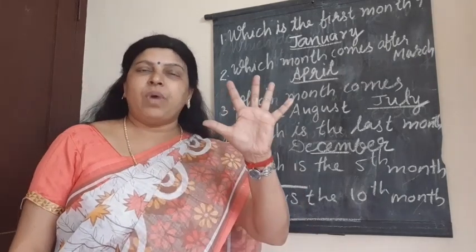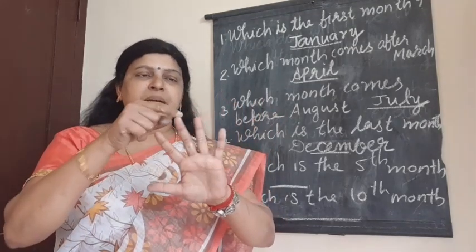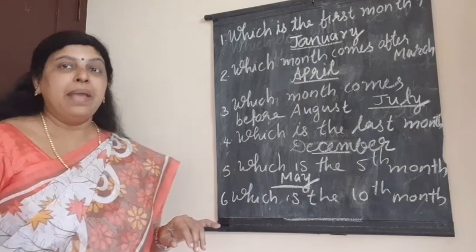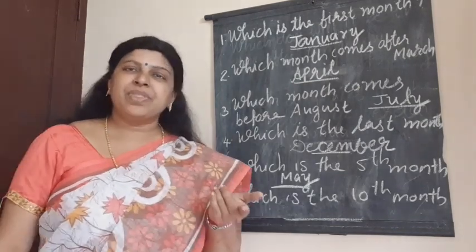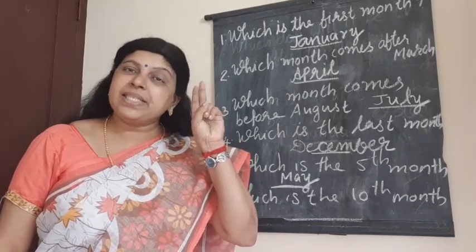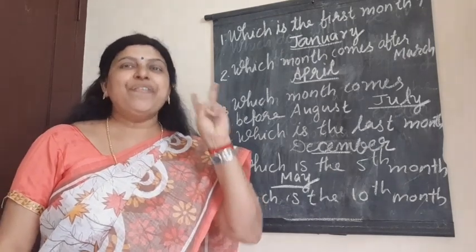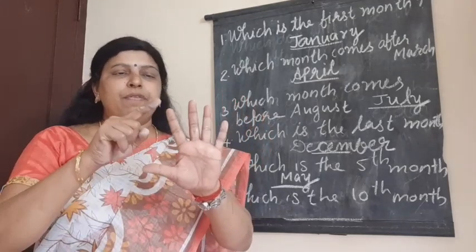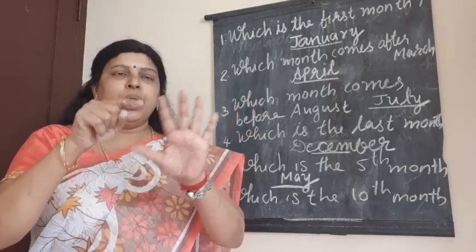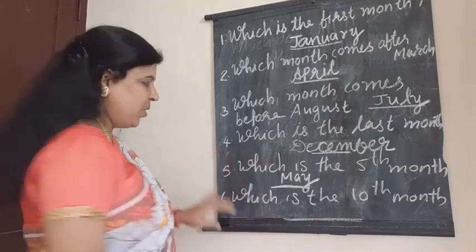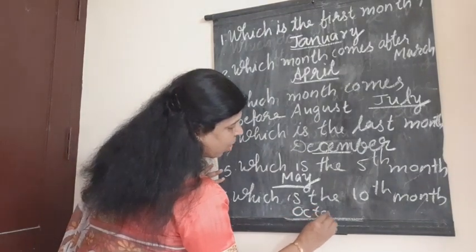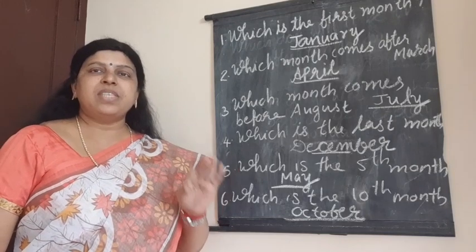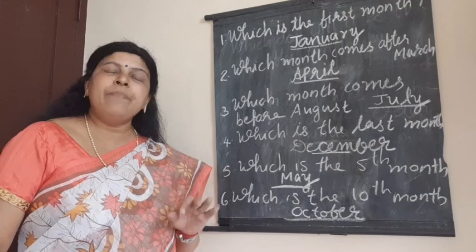Which is the 5th month of the year? January, February, March, April, May. So, May is the 5th month. M-A-Y. May. Which is the 6th month? June. Yes, very good. And which is the second month? First one is January. And second one? February. Very good. And which is the 10th month? January, February, March, April, May, June, July, August, September, October. Very good. October. O-C-T-O-B-E-R. October is the 10th month of the year.